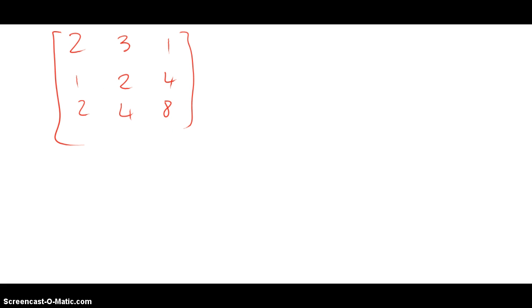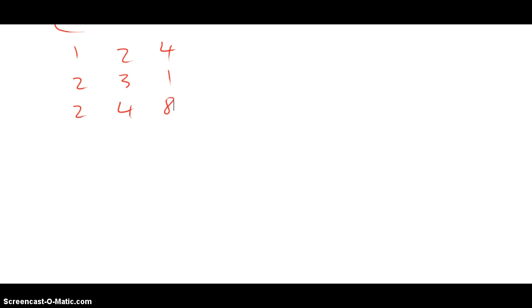You need to be able to row reduce this matrix. So let's see what we can do here. First thing, I'm going to flip these two rows into different positions. So the 1, 2, 4 is now going to go on top. 2, 3, 1 there. 2, 4, 8 on the bottom.